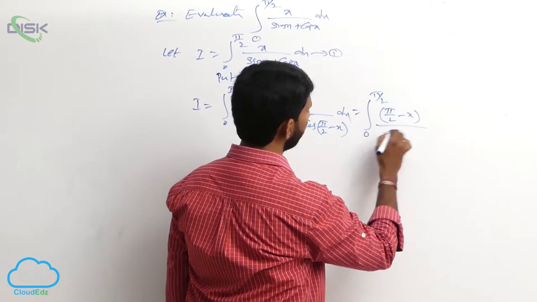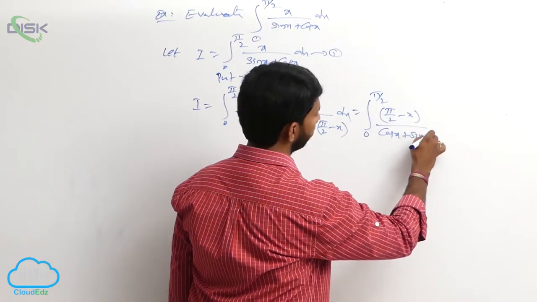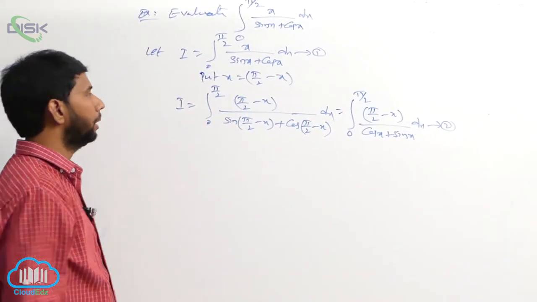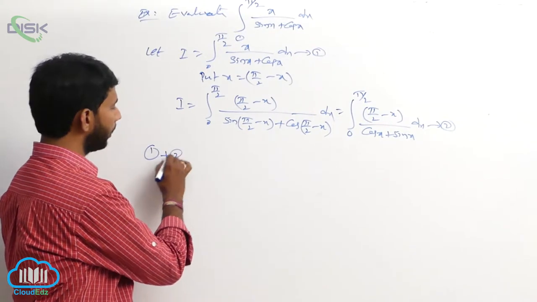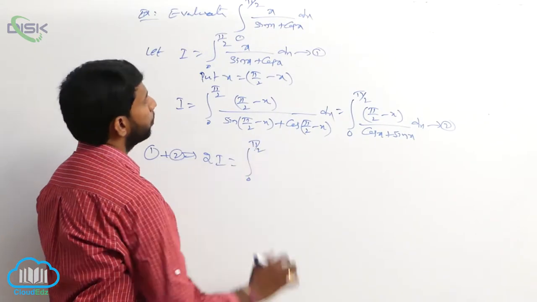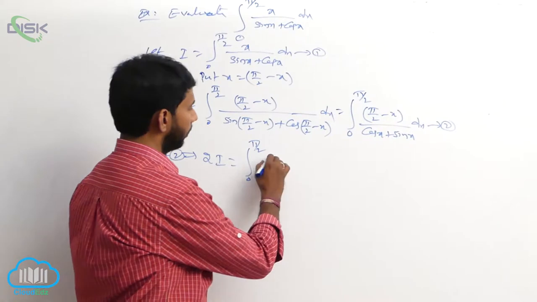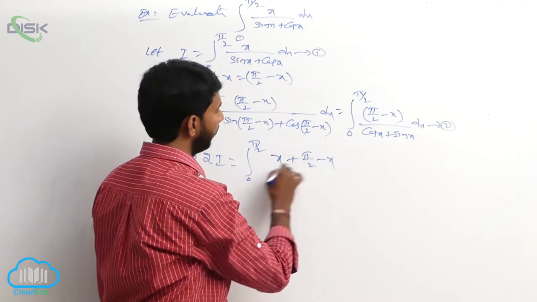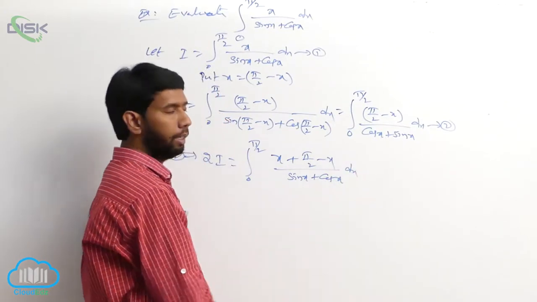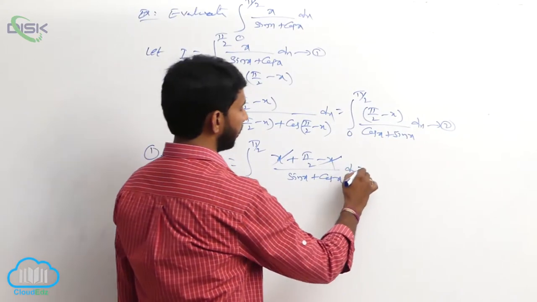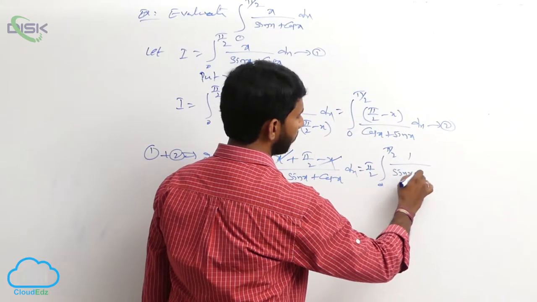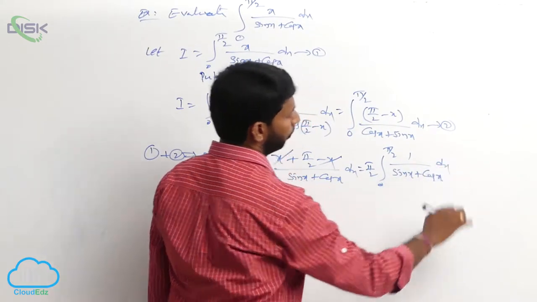Pi by 2 minus x by cos x plus sin x dx is considered as equation number 2. Adding these two equations, that is 1 plus 2, implies 2I is equal to integral 0 to pi by 2, x plus pi by 2 minus x by sin x plus cos x dx. In these two the denominators are equal. Here minus x plus x cancel, that is pi by 2 of 0 to pi by 2, 1 by sin x plus cos x dx.